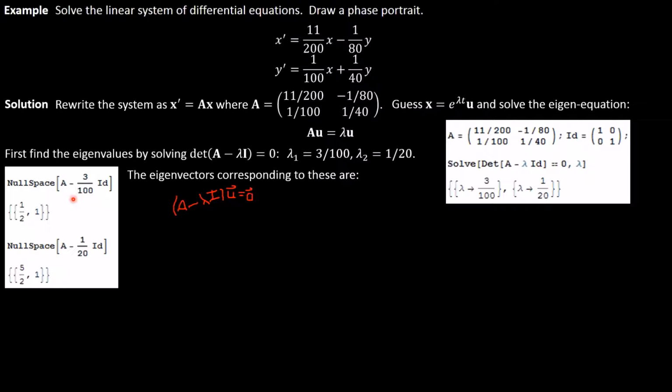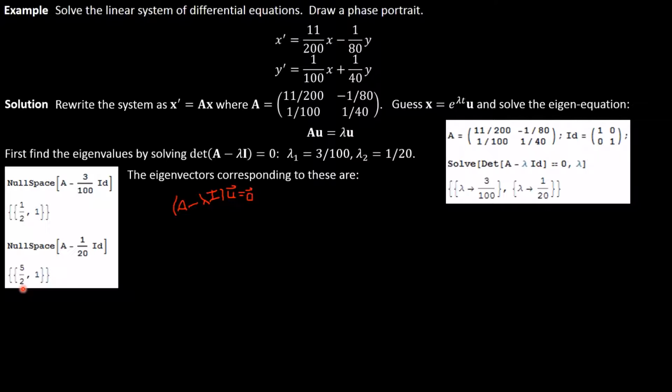So I asked Mathematica to find the null space of this matrix, and it told me that a vector in the null space is 1/2, 1. When I asked again for the null space corresponding to the other eigenvalue, Mathematica told me that 5/2, 1 is a vector in this null space.